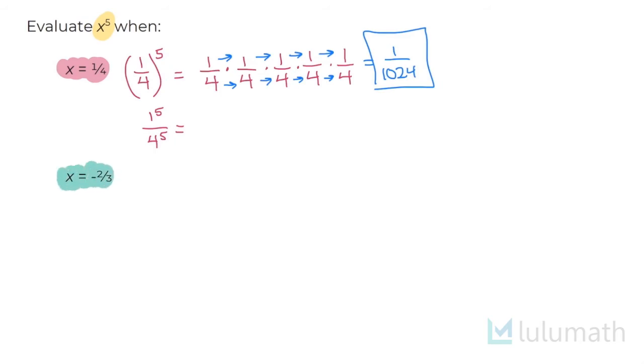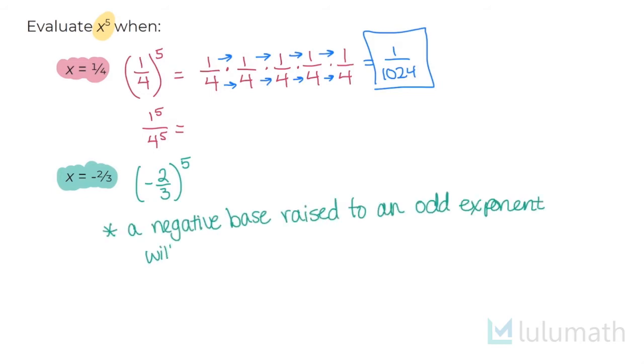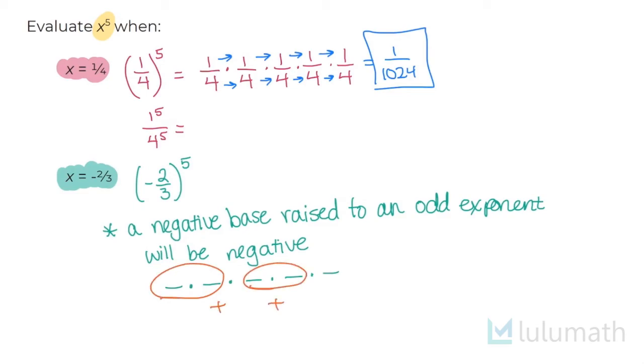Now here, when x equals negative 2/3, I will take negative 2/3, raise it to the power of 5, and we had determined in the previous video that a negative base raised to an odd exponent will be negative. And since this is to the power of 5, this is saying that we have 5 negatives being multiplied together. So these two will become a positive, these two will become a positive, and then a positive times the remaining negative will give us a negative. So we can go straight to saying that our final answer here will be a negative.